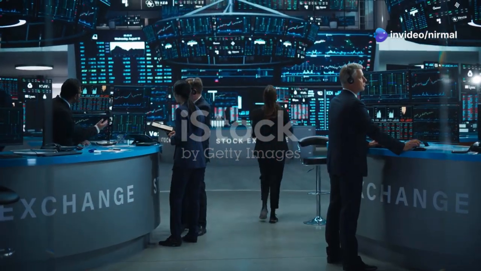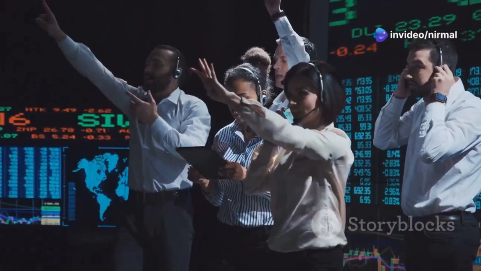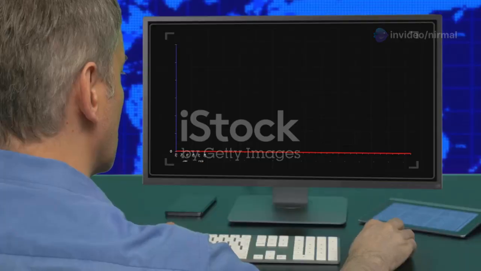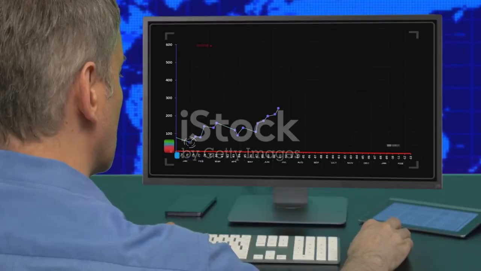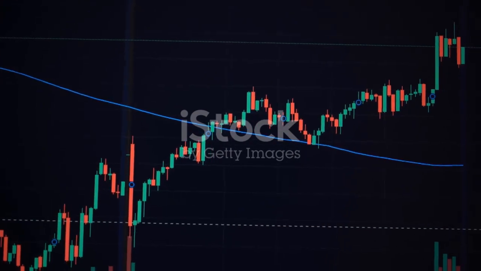Imagine a market, any market. Buyers and sellers clash, prices move up and down. Chaos? Not quite. Look closer. In this whirlwind of trading, patterns emerge.